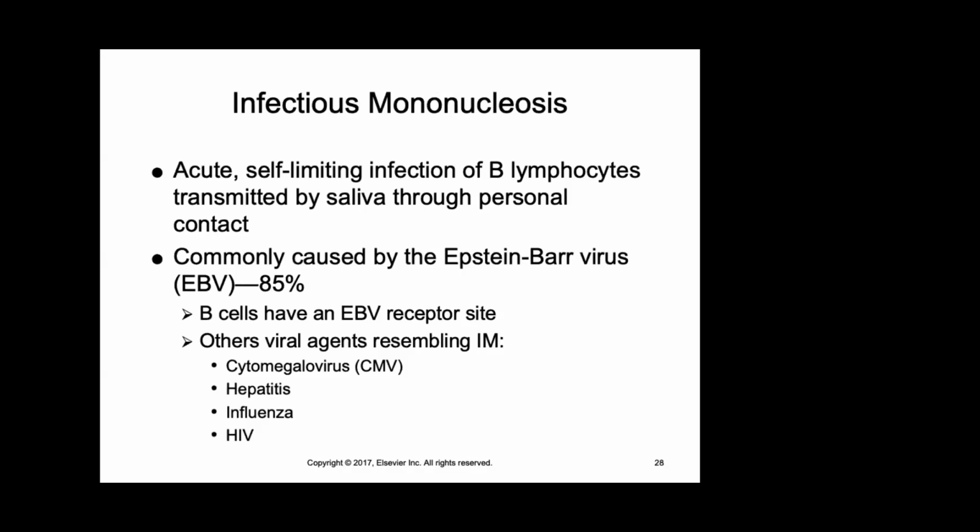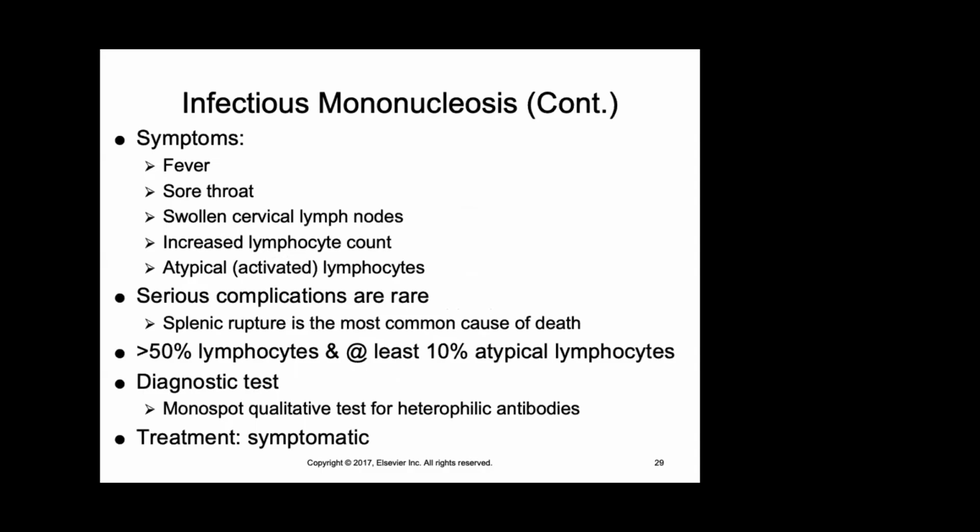Infectious mono is an acute self-limiting infection of Epstein-Barr. It's transmitted by saliva through personal contact. B cells have an Epstein-Barr receptor. Other viral agents that resemble infectious mono include cytomegalovirus, hepatitis, flu, and HIV. The symptoms are fever, sore throat, swollen cervical lymph nodes, increased lymphocyte count, atypical lymphocytes. Complications include splenic rupture, which can cause death, and it's usually preceded by splenomegaly.